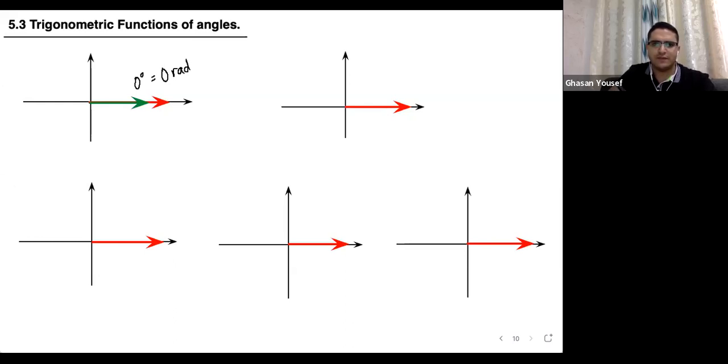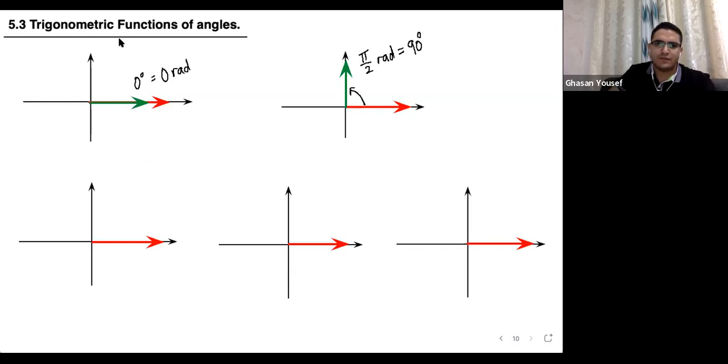For the second one is the 90 degree. Here is the 90 degree. This angle is 90 degree, or pi over 2 radian. So this angle here is pi over 2 radian, or this is the same as 90 degree.